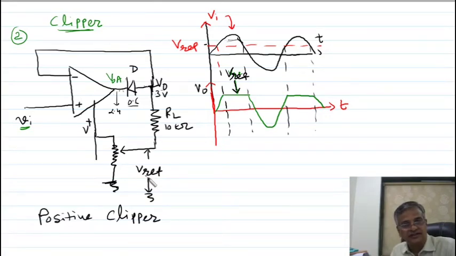Suppose someone says, sir, I want to use a negative reference. So look here, I am giving a negative reference, a minus supply. So my reference is negative. Look here, what will happen.